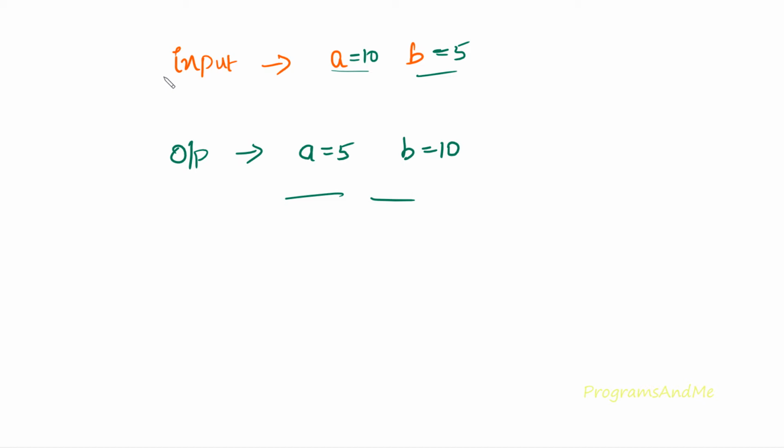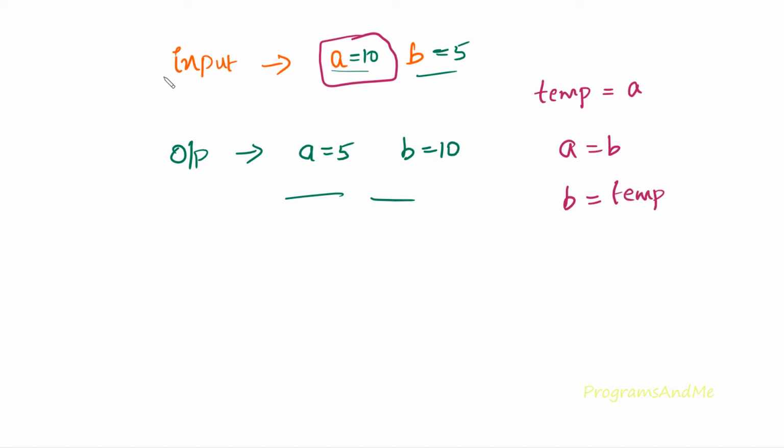So how to do this? We can do this in different ways. One of the simplest and easiest ways is to use a third variable to swap these two numbers. For example, I'll take a third variable as temp and store the value present in A in temp. Next I'll store whatever value is present in B in A, so A becomes B. And to B I'll store the value present in temp.